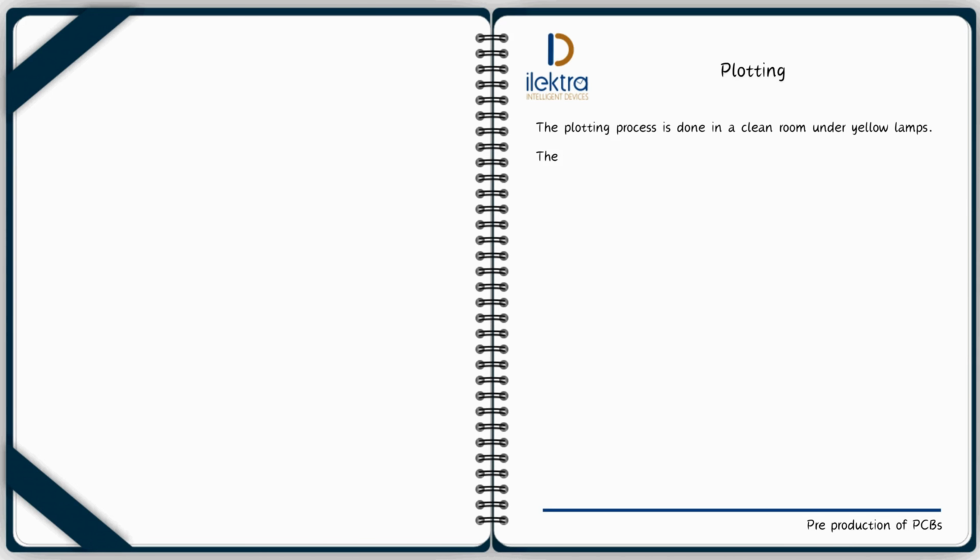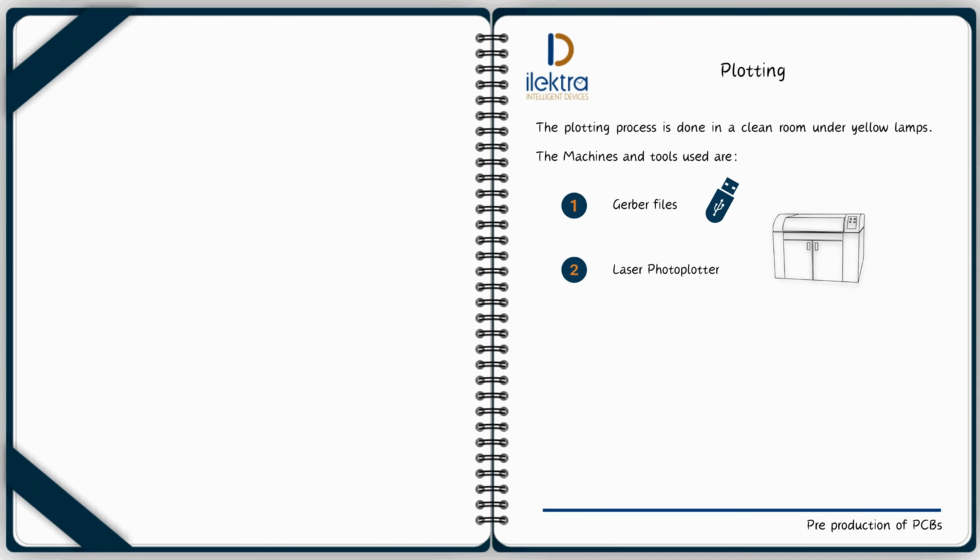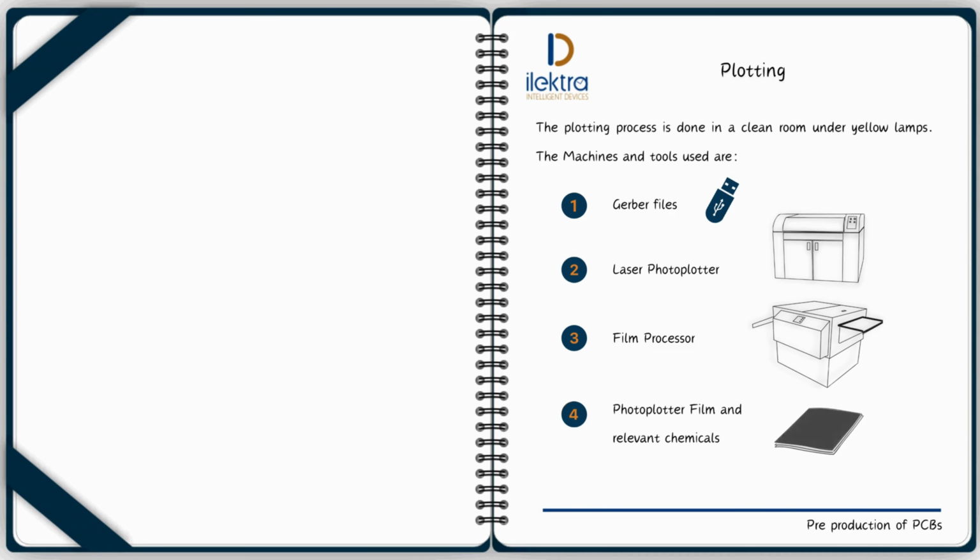The plotting process is done in a clean room under yellow lamps. The machines and tools used are the Gerber files, a laser photoplotter, a film processor, photoplotter film and the chemicals used for film development. A drill to punch registration holes.